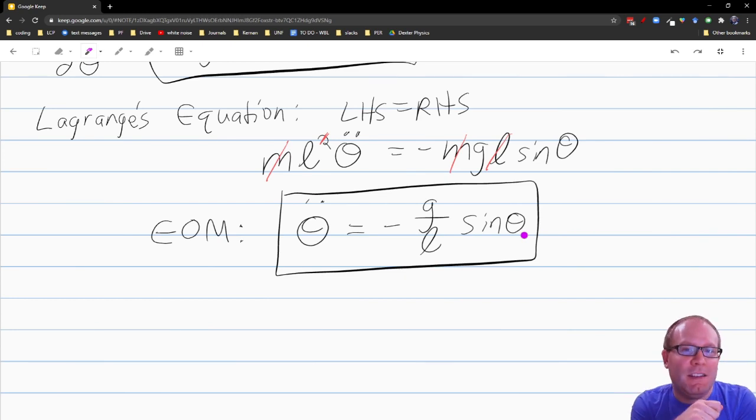I can find it if I take the small angle approximation where sine theta is approximately equal to theta. Then this just becomes a simple harmonic oscillator. But for larger oscillations, I have to treat this thing computationally. I have to plug it into some sort of numerical method like the Euler-Cromer method or Runge-Kutta, or whatever your favorite differential equation solver is.